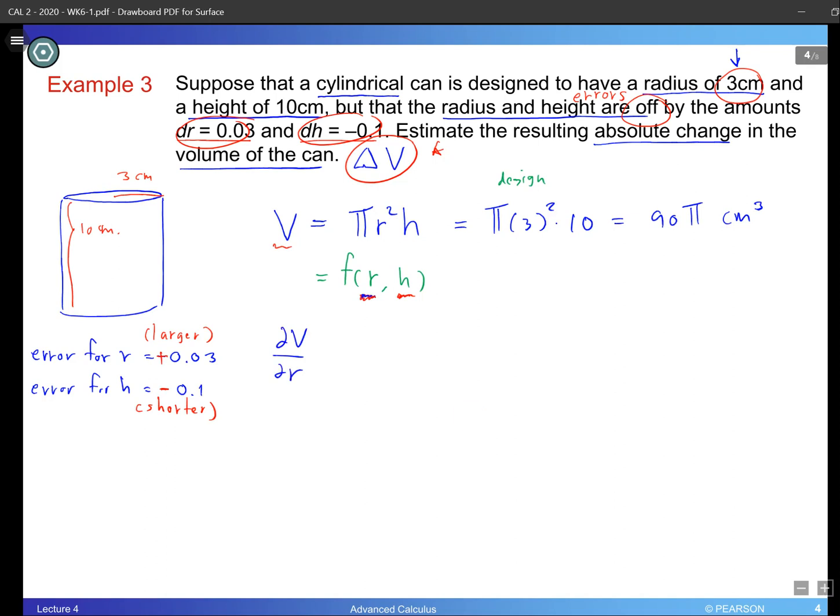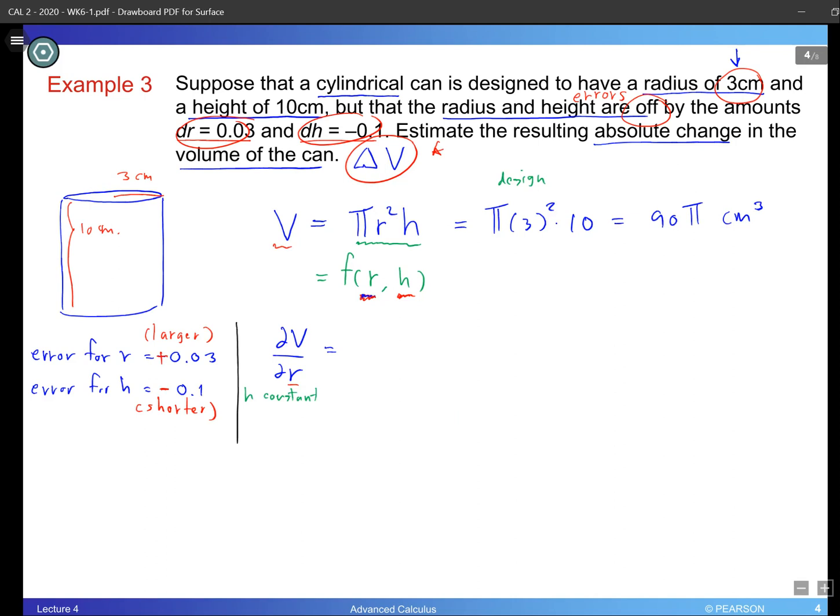And as you can see here, this is a partial derivative of v with respect to r. And we can find that, of course, because we know how to perform the partial differentiation. So this is going to be equal to, oh, by the way, since we are working with r right here, I am going to make a note again that h right here is going to be considered as constant. So let's differentiate this with respect to r only.